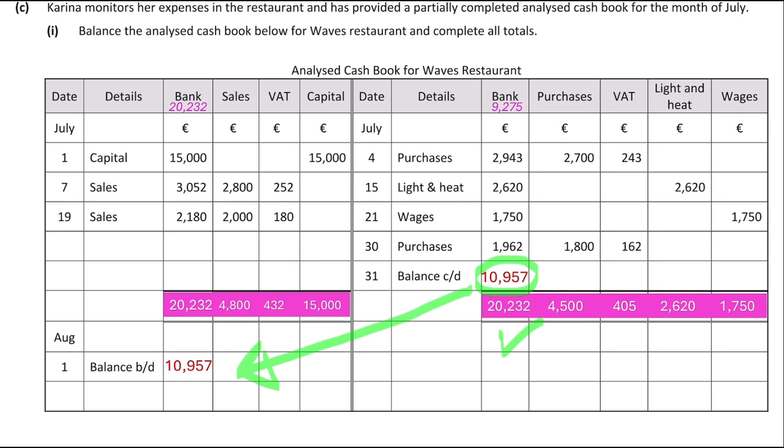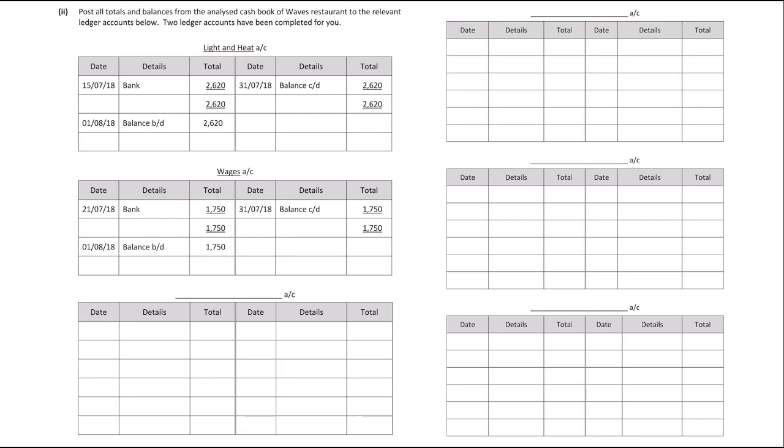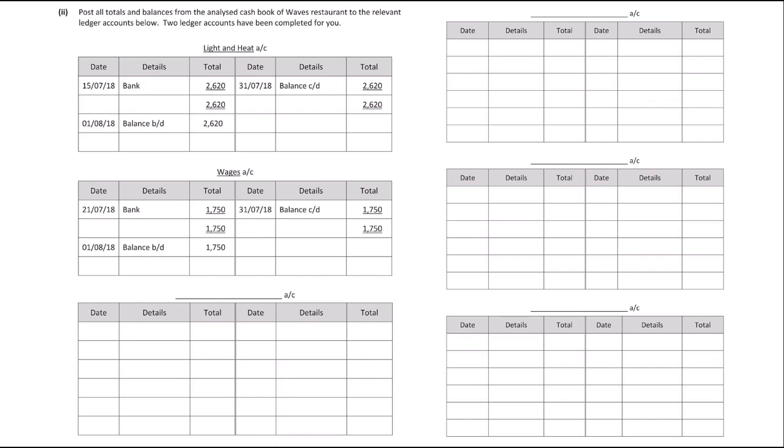What we need to do then is the ledger accounts. This is a sample paper, so it's a little bit differently done this time, where they have the light and heat and the wages already done for you. In more recent marking schemes, they are happy for you to just balance it all out as it is. They don't need the balance carried down and the balance brought down when there's only one entry on one of the debit or credit sides. The VAT account, yes, you do need to balance it off, but the other accounts you don't. So let's get started balancing the rest of them.